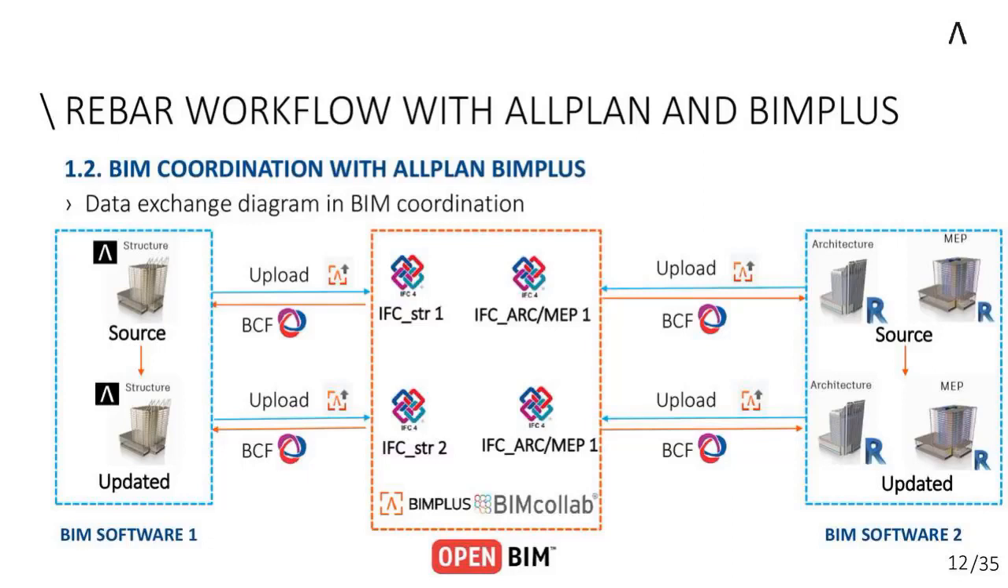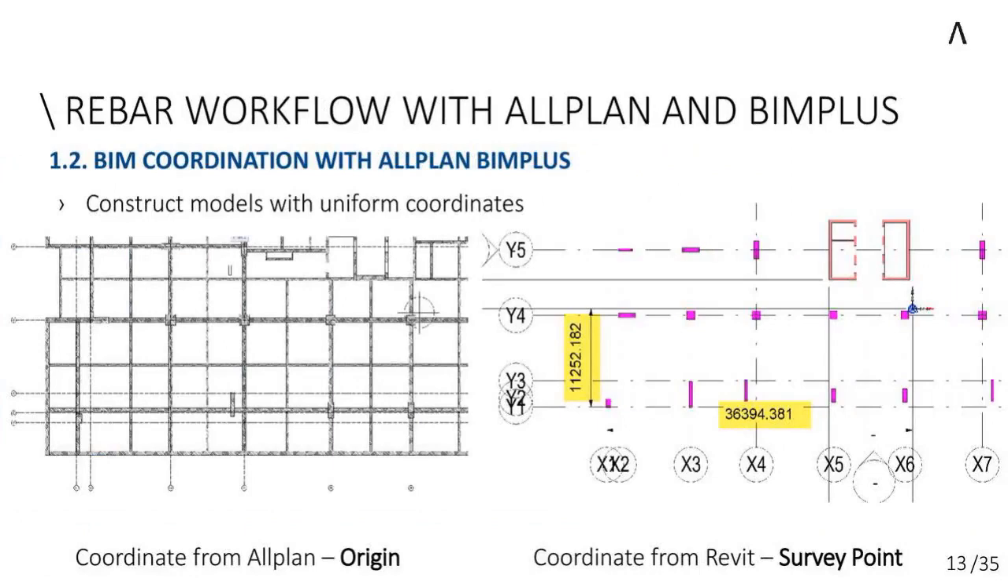It's very easy to understand, right? Now, what is the condition to coordinate in this way? The answer is to have the same coordinates. In Allplan, we set up the origin of Allplan, and in Revit we set up the survey point. These two points help to match, and we can easily coordinate in BIMPLUS, in the open cloud.